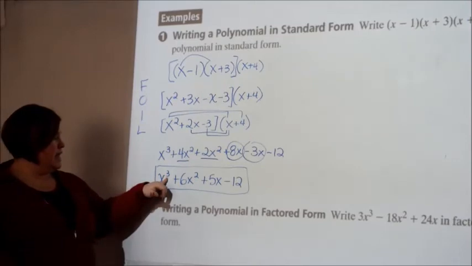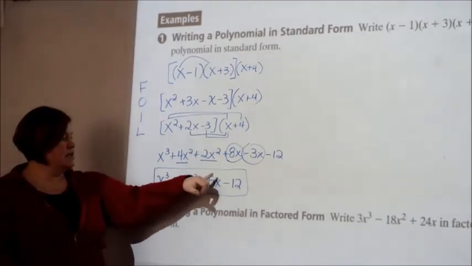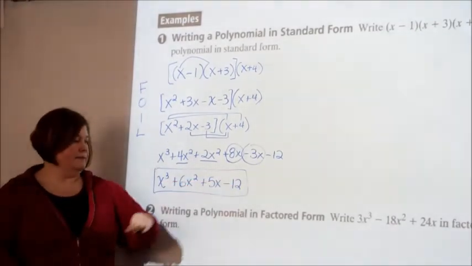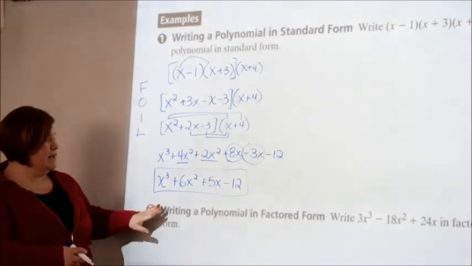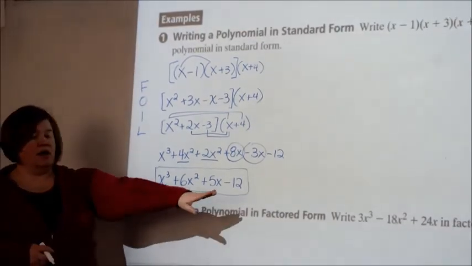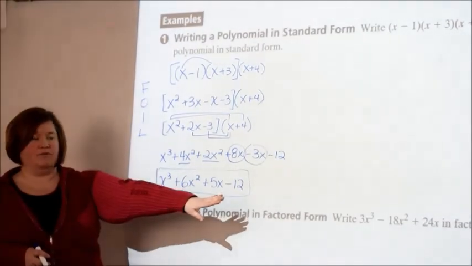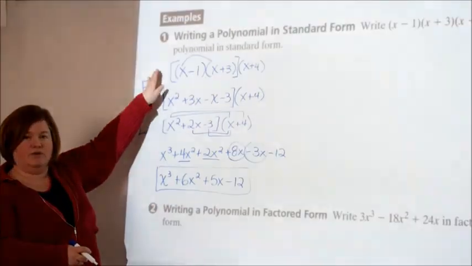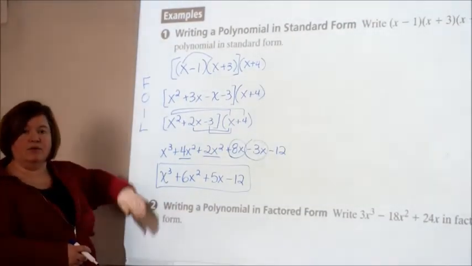Keep in mind, the exponents go from biggest down to smallest. All right, so now that we've written a polynomial in standard form, let's put it into factored form. So we're just going to do the opposite of what we just did.